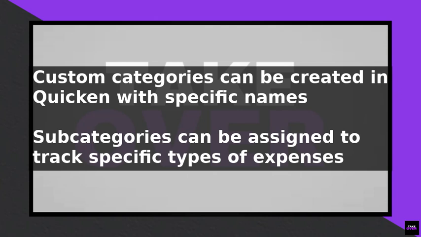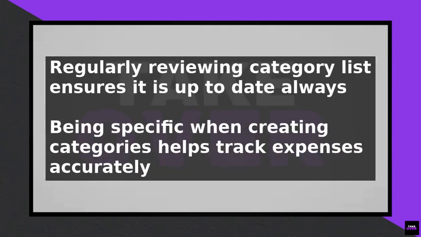a larger category. Best practices for categorizing expenses in Quicken include being as specific as possible when creating categories, using subcategories to track specific types of expenses, and regularly reviewing your category list to ensure it is up to date.